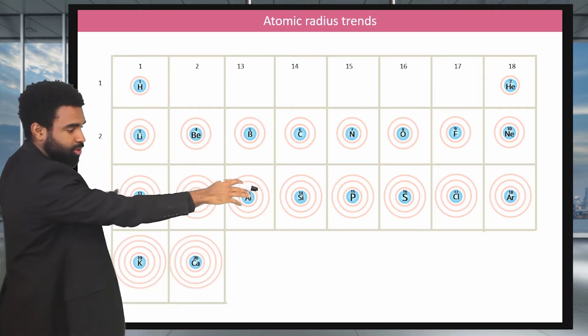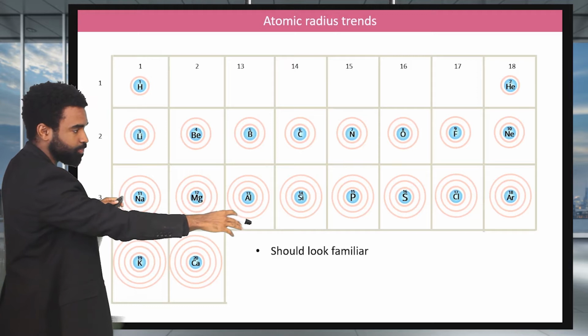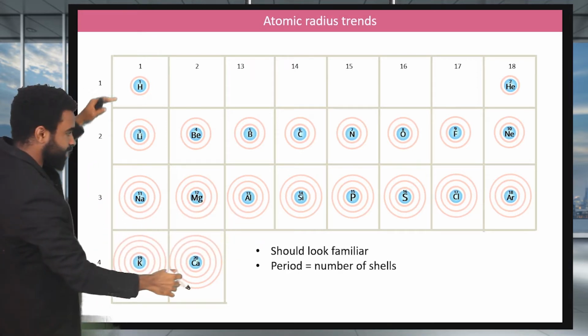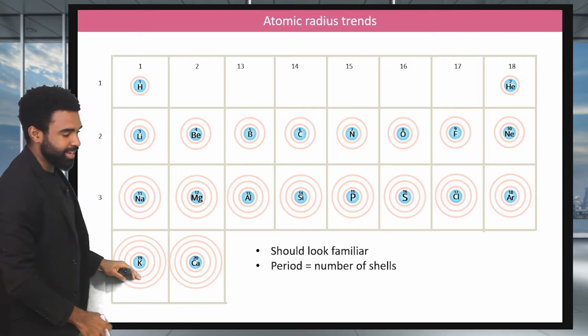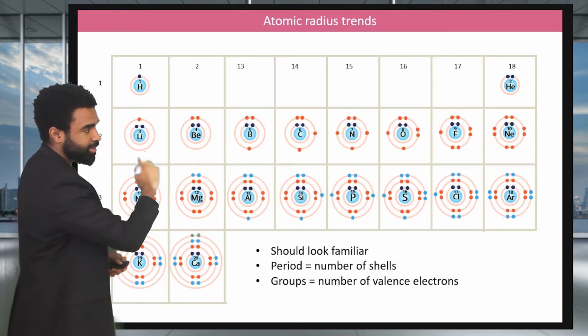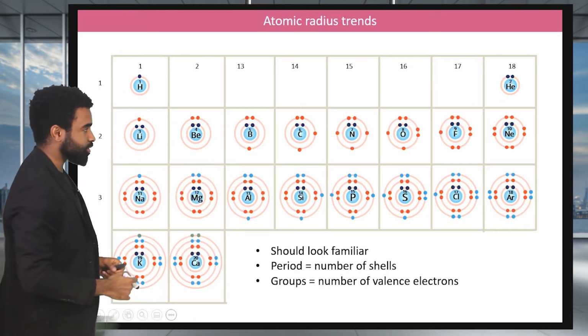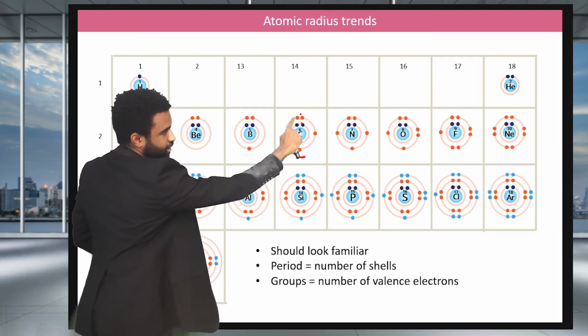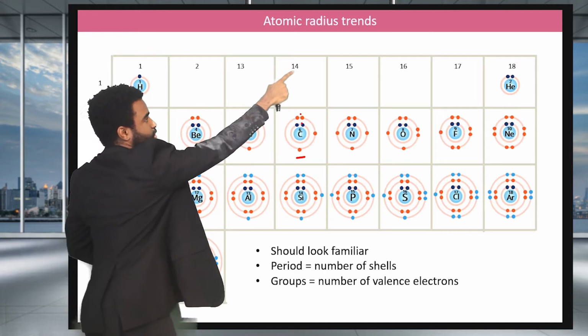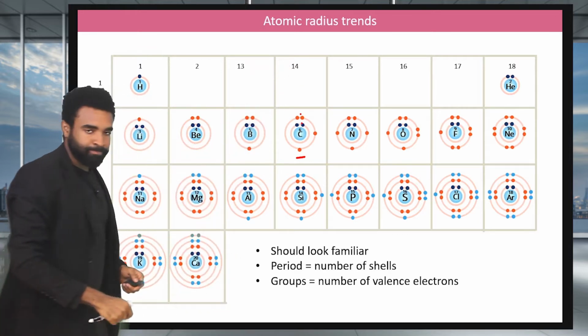You remember this picture, hopefully. This should look familiar to you. We remember that the period tells us the number of shells an element contains. And the group tells us the number of valence electrons. So for example, we take carbon here. Carbon has two shells. And it has four valence electrons by virtue of it being in group 14.